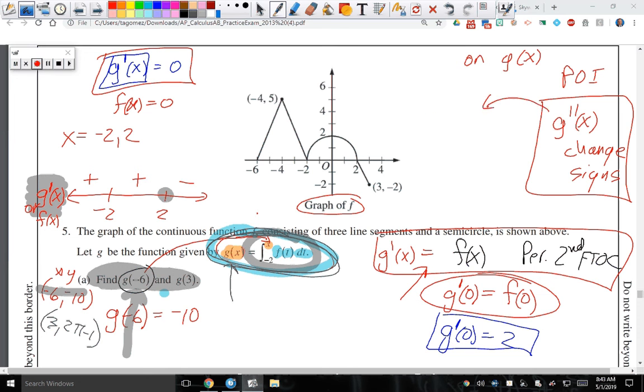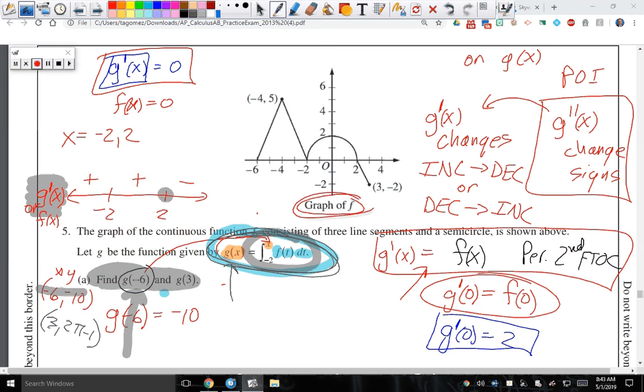This is synonymous with saying G prime changes from what? Increasing to decreasing, that would be positive to negative, or the other way around, negative to positive. Okay? So this is what you would have to state. Do we have a G prime graph? Yes, we do, but it's not written as G prime.